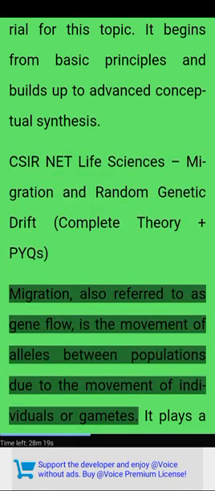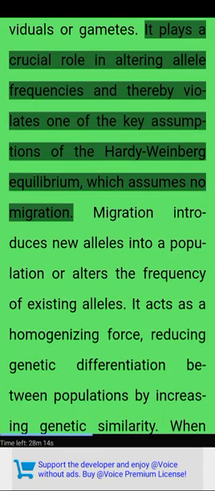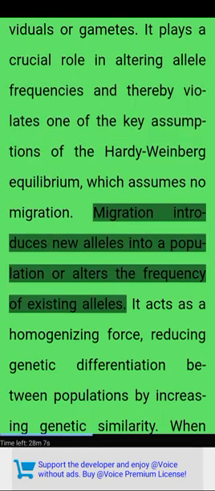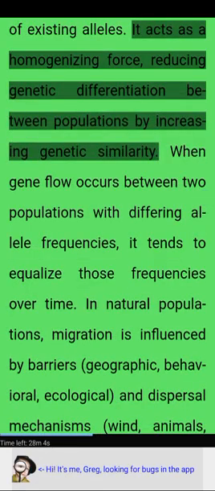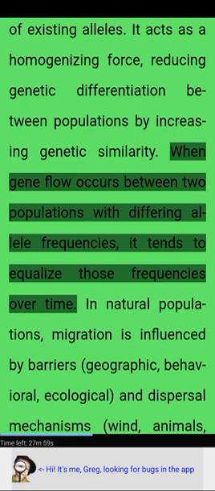Migration, also referred to as gene flow, is the movement of alleles between populations due to the movement of individuals or gametes. It plays a crucial role in altering allele frequencies and thereby violates one of the key assumptions of the Hardy-Weinberg equilibrium, which assumes no migration. Migration introduces new alleles into a population or alters the frequency of existing alleles. It acts as a homogenizing force, reducing genetic differentiation between populations by increasing genetic similarity. When gene flow occurs between two populations with different allele frequencies, it tends to equalize those frequencies over time.